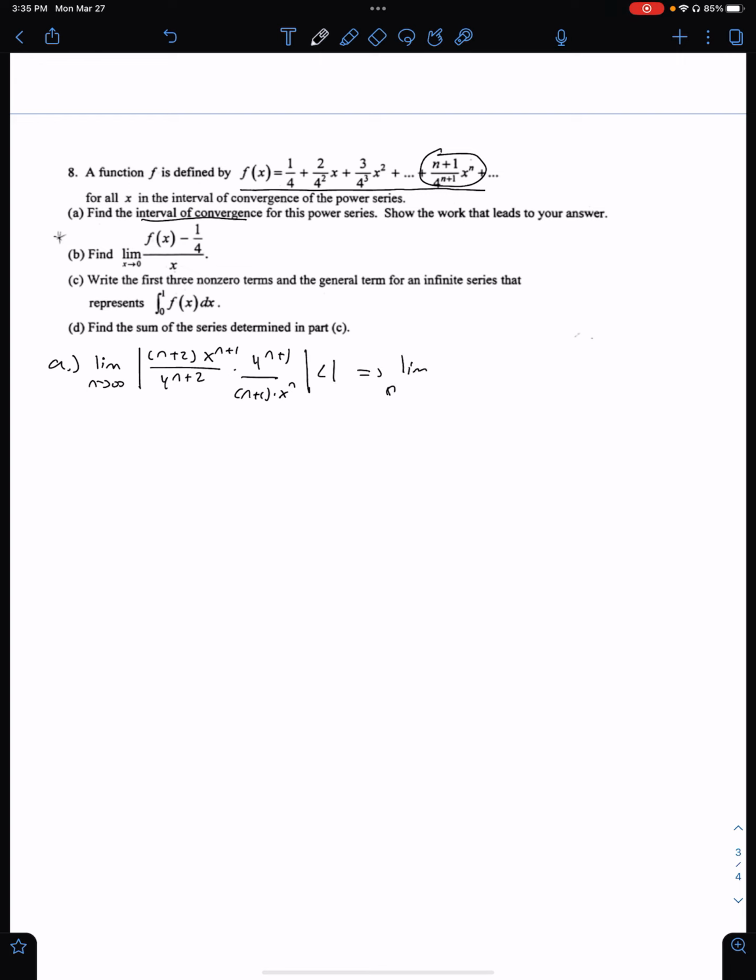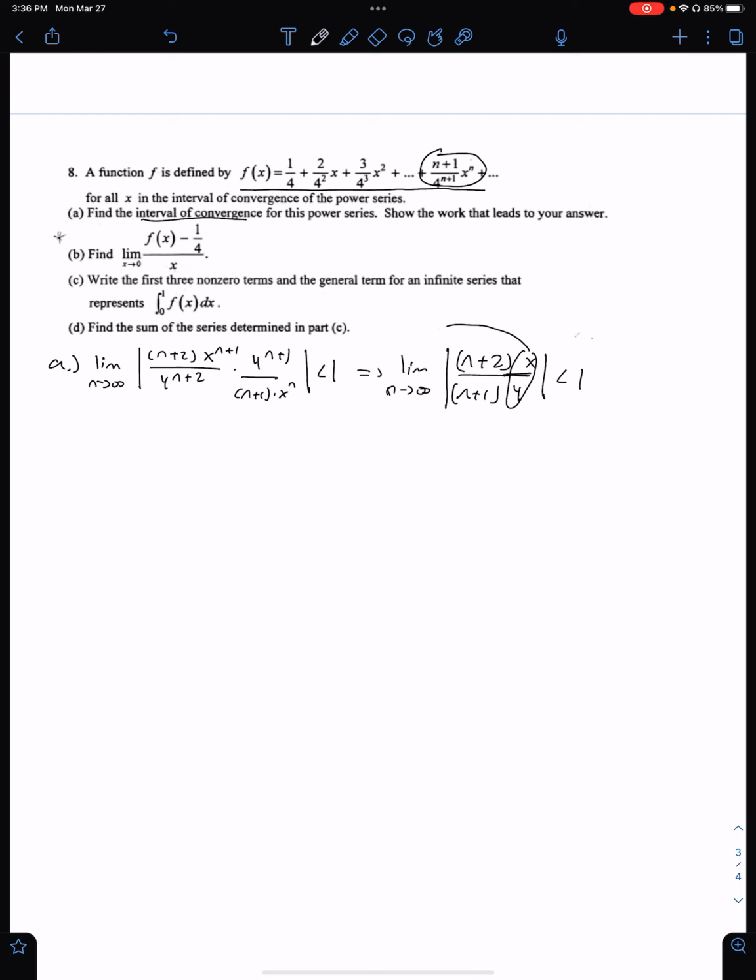Simplifying it, I'm going to give myself a little bit of space here this time. And let's see here, looking at the n plus 1s, nothing can cancel out there, so on top we're left with n plus 2, on bottom we've got this n plus 1. Looking at the x's here, we're going to be left with 1 x on the top, and looking at the 4s, we'd wind up with one 4 on the bottom, and this is less than 1.